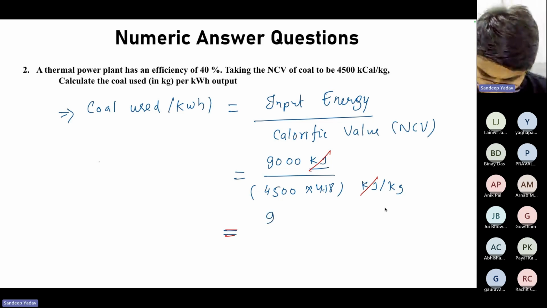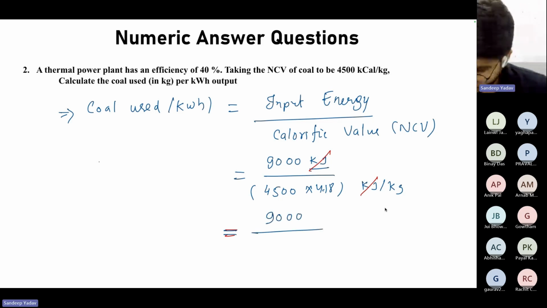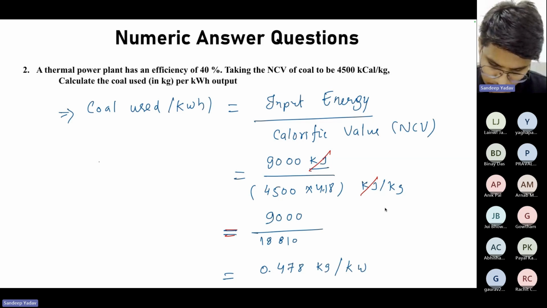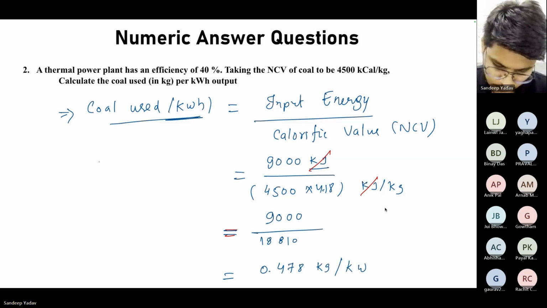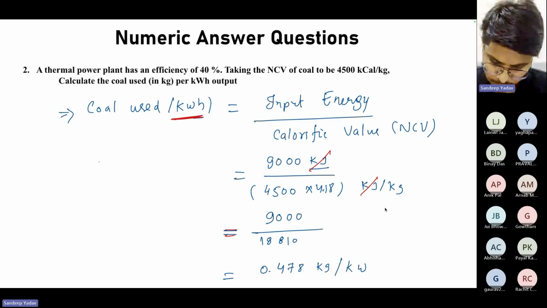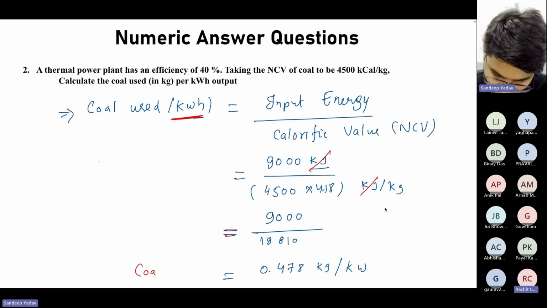Now if you see, 9000 divided by 4500 into 4.18 would be 18,810. So finally it comes out to be 0.478 kg per kilowatt hour. We have been using kilowatt hour from the beginning, so the final answer is per kilowatt hour.